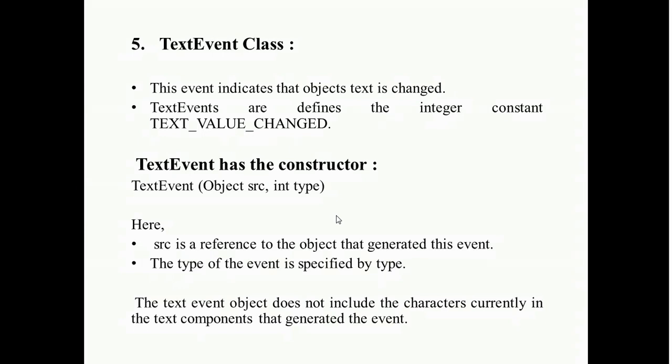Next is the constructor of the TextEvent class. The TextEvent class has one constructor, that is TextEvent. Parameters are Object source and int type. The source is a reference to the object that generated the event, and the type is the type of the event that is specified by the type. The TextEvent object does not include the characters currently in the text component that generated the event. So the TextEvent is generated by the TextField and TextArea when the characters are entered by the user or program.